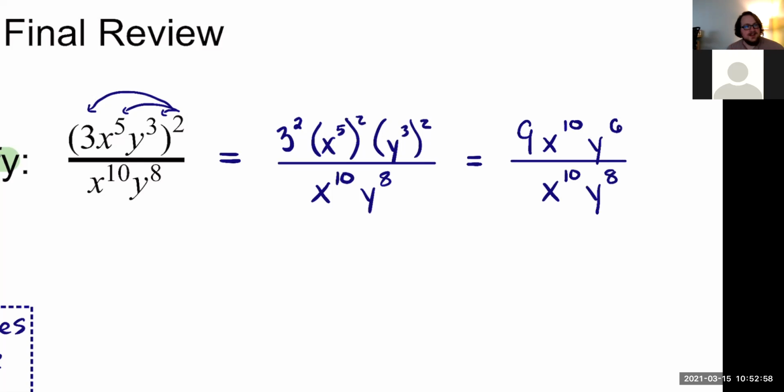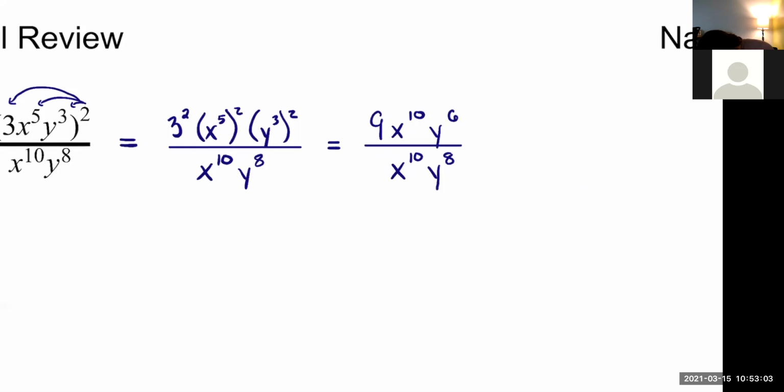So again, I'm still bringing that denominator along for the ride. We're not quite ready for it, until right now, because what I do see is that I now have common bases of x and of y. So what I'm going to do is divide them. Does 9 have anything to divide with? No, so it's going to stay 9. X to the 10th divided by x to the 10th, guess what that becomes? When you're dividing, you subtract the exponents. 10 minus 10 is 0.